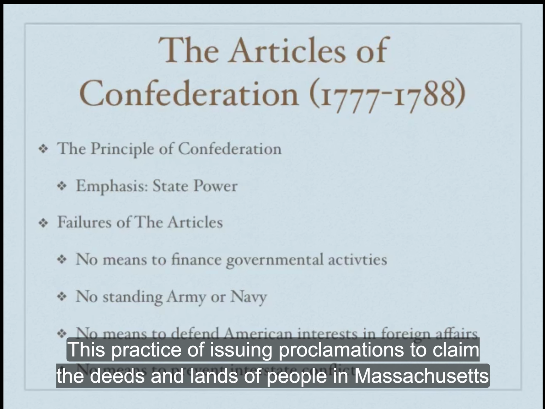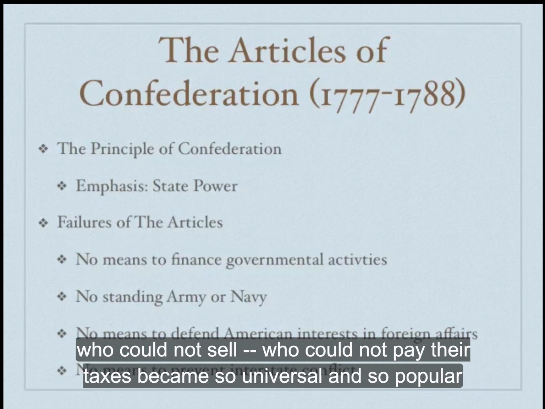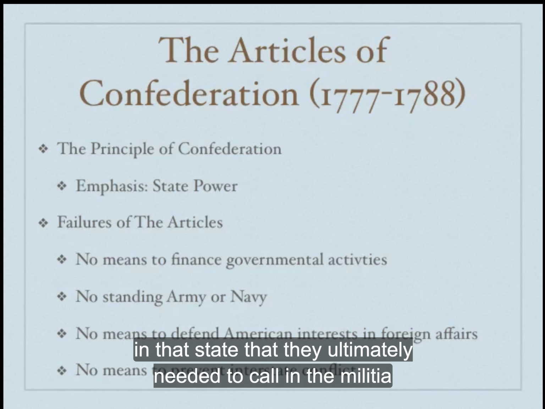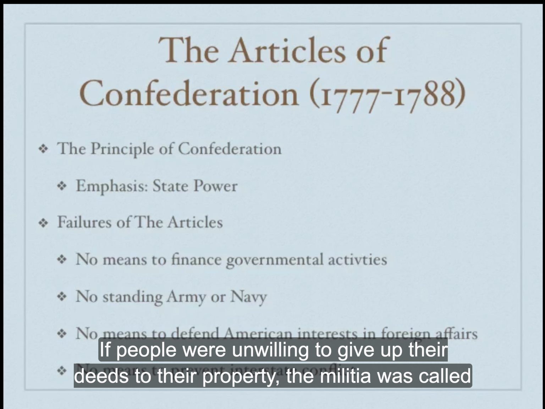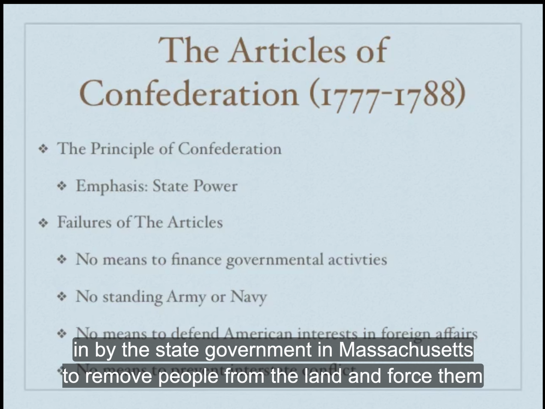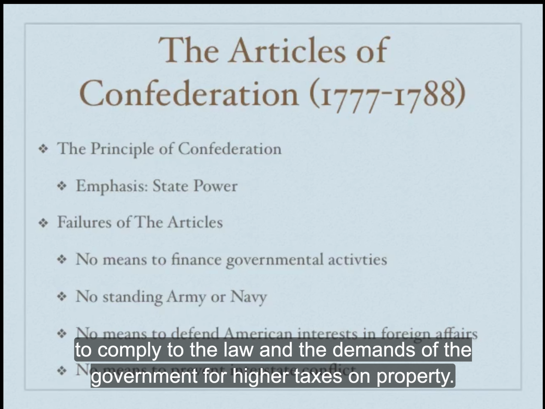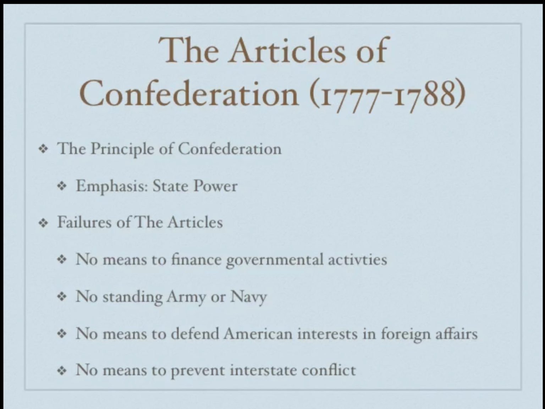This practice of issuing proclamations to claim the deeds and lands of people in Massachusetts who could not pay their taxes became so universal and so popular in that state that they ultimately needed to call in the militia to forcibly remove people from land. If people were unwilling to give up their deeds to their property, the militia was called in by the state government in Massachusetts to remove people from the land and force them to comply to the law and the demands of the government for higher taxes on property.